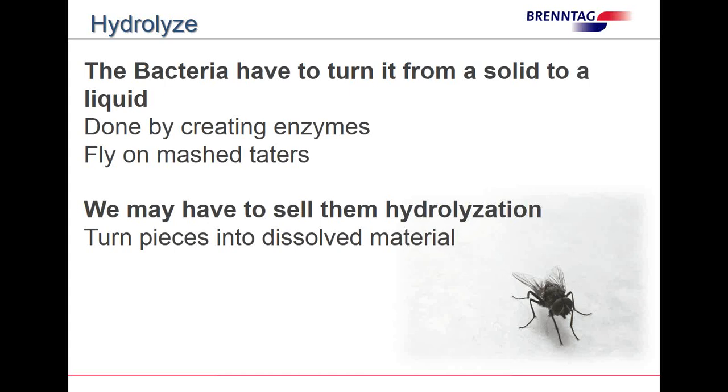When you see a fly land on your mashed potatoes or something like that, since a fly doesn't have a mandible or a jaw, it has to spit those enzymes onto those mashed potatoes and turn them into a liquid. That way, the fly can put his little straw down there and suck up the nutrients and all the carbon that's in the mashed potatoes. If he didn't do that, he would starve.